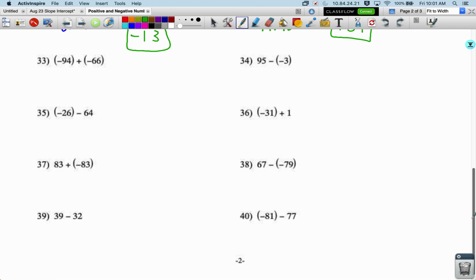And go ahead and try the rest. Just keep practicing and checking with the calculator, and the more you practice, the better.